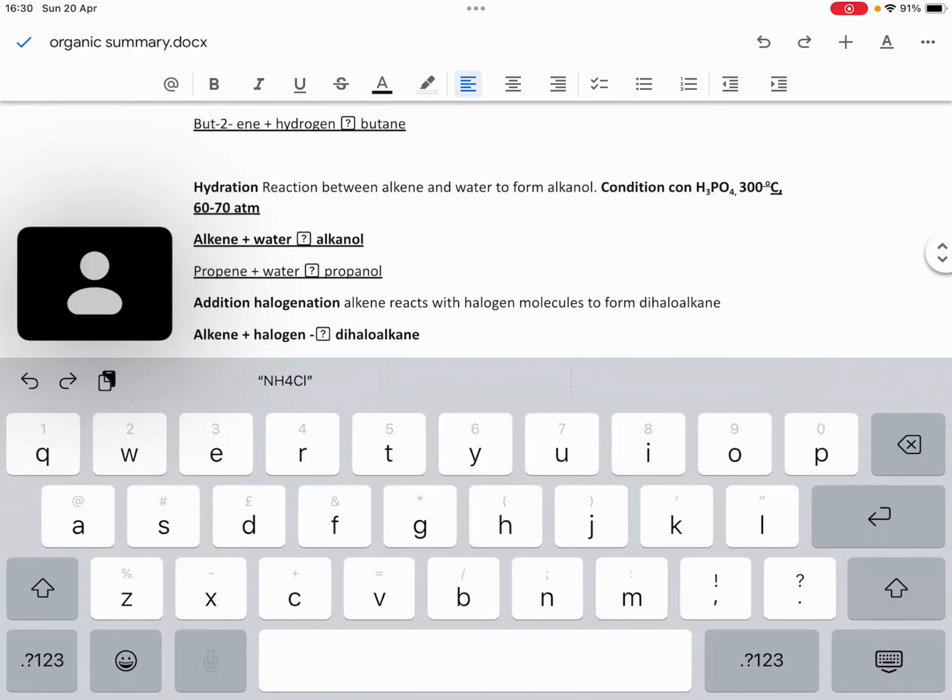We have hydration. Hydration is the reaction between alkene and water. In hydration, the double bond is broken and to the carbons in the double bond, we're adding H and OH, so we form an alkanol or an alcohol. The condition for the hydration reaction is concentrated phosphoric acid, 300 degrees Celsius and 60 to 70 atmospheres.